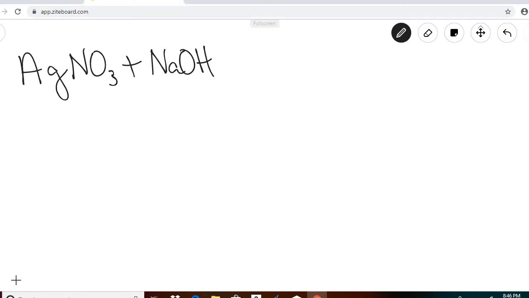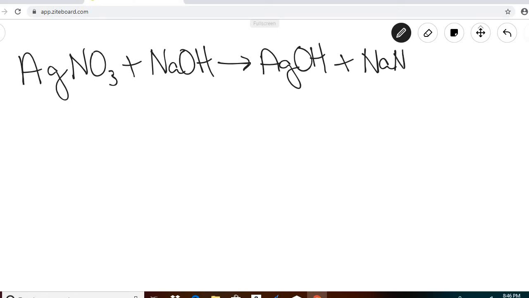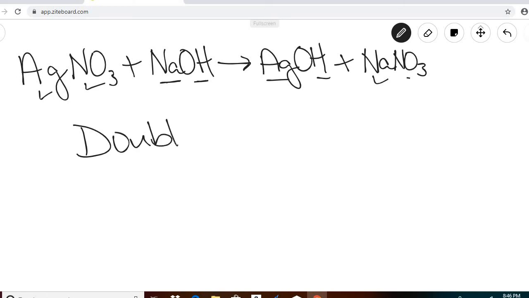Okay, the next one is AgNO3 plus NaOH, which is sodium hydroxide, gives us silver hydroxide. Ag is silver, plus NaNO3. Okay, so the silver was with the NO3, now the sodium is with it, and the sodium was with the hydroxide, and now the silver is with it. So it was a double switch, so it's a double displacement reaction.